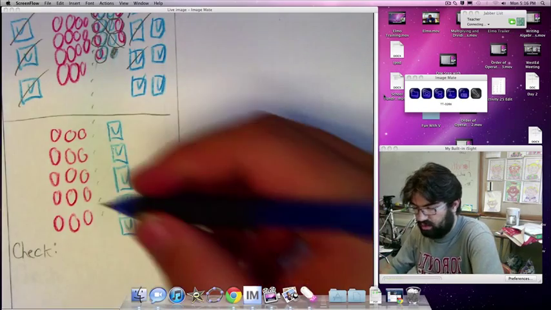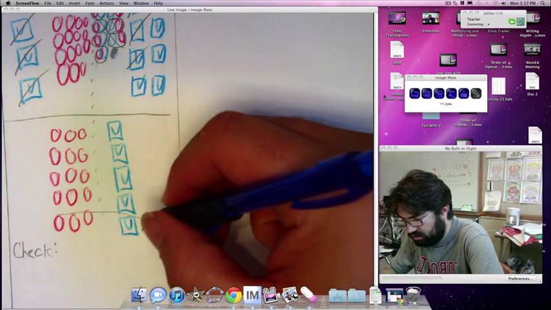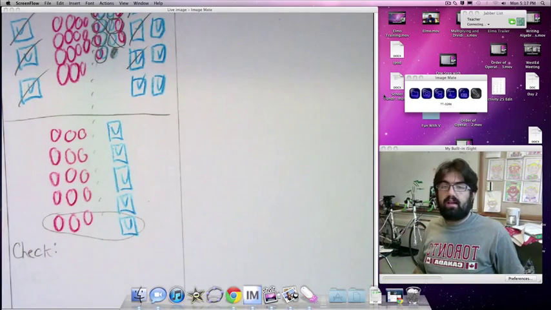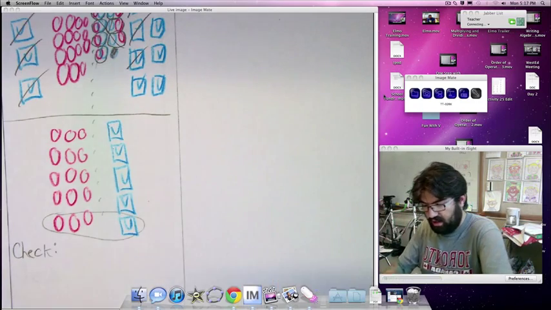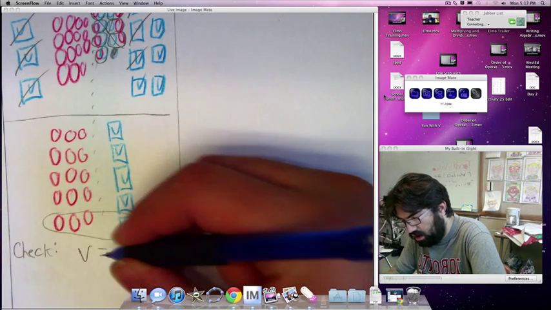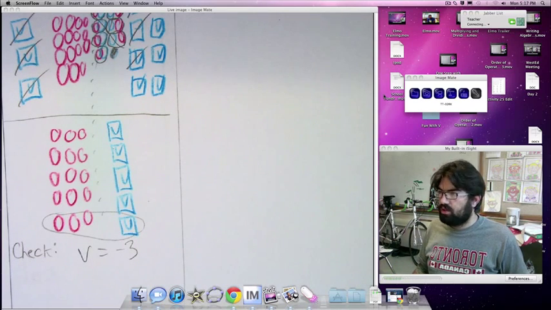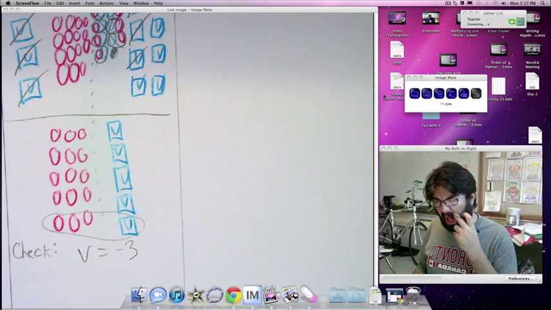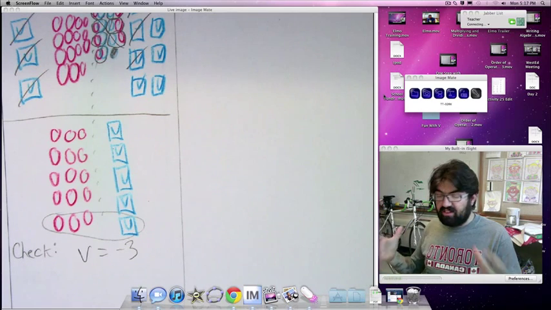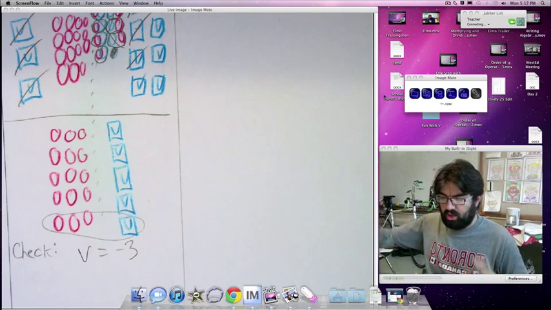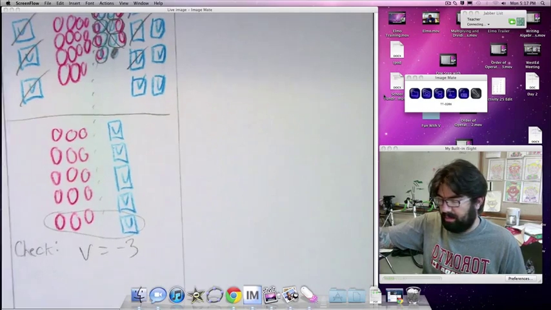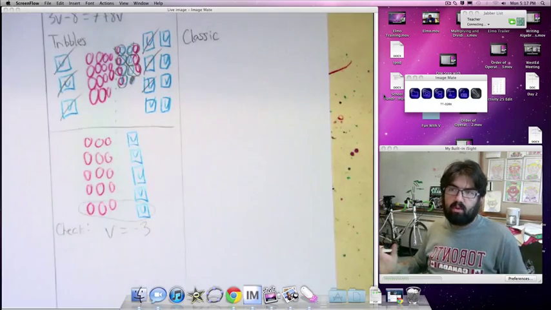So we know by looking at this right here, inside of 1v, inside of v, there are 3 evil triples. So v should be equal to -3. Now that's using the visual method, which is great and everything, but it takes a lot of time. So let's go to a more classical idea.